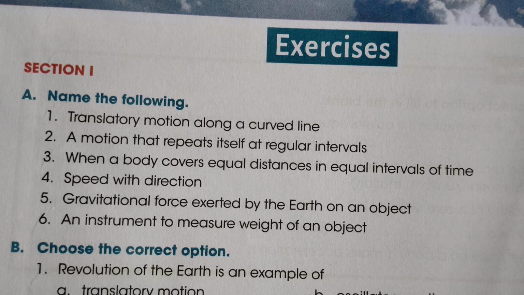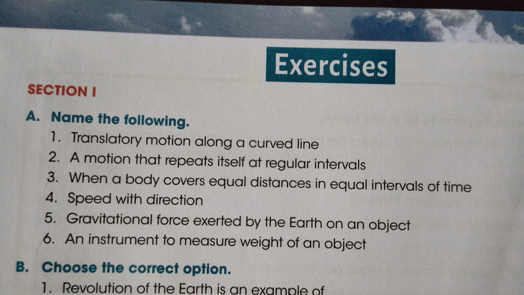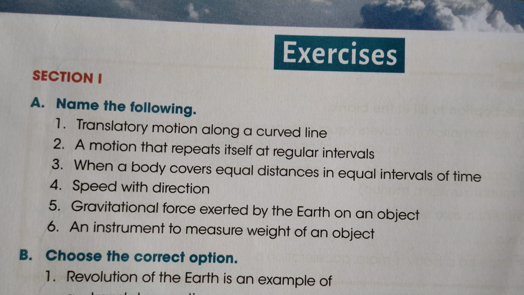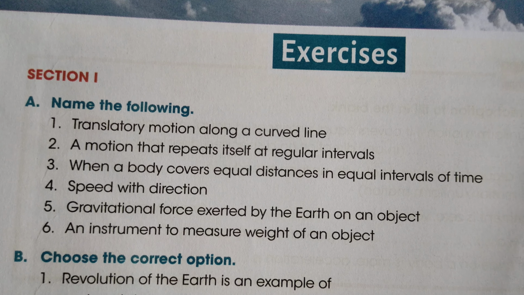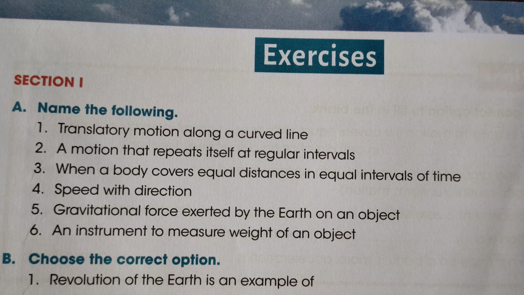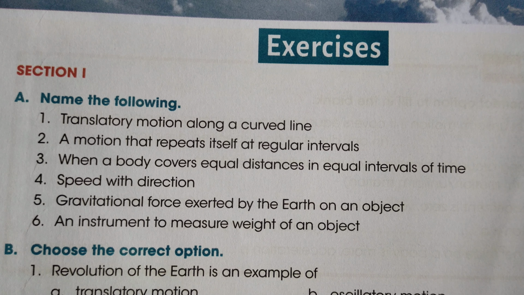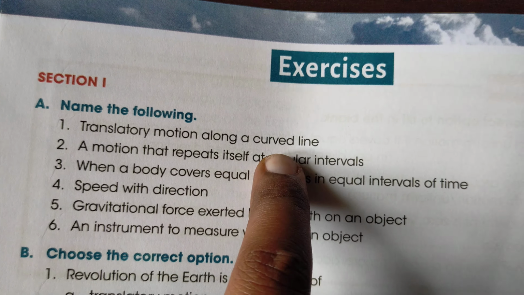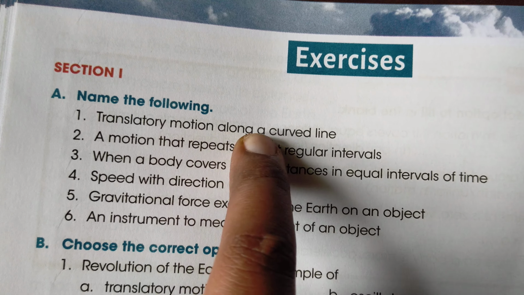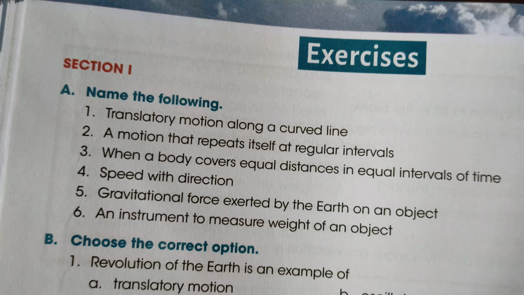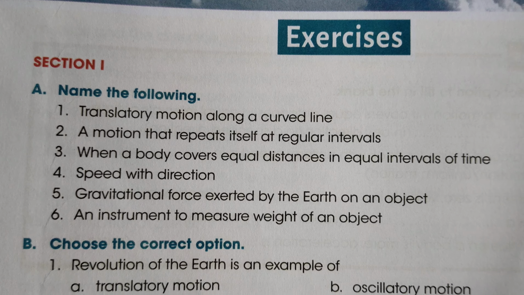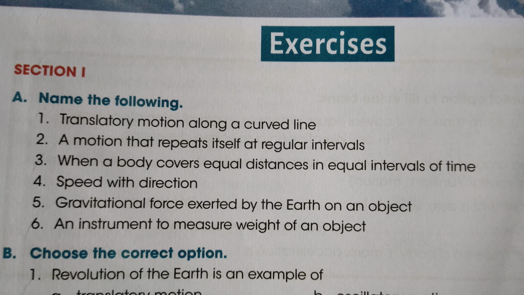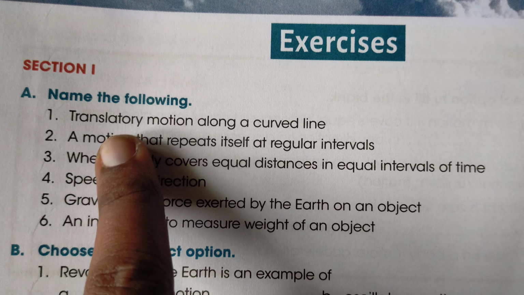First, name the following: translatory motion along a curved line. What is the name of that motion when it is moving in a curved line? A motion that repeats itself at a regular interval of time. The first answer you can note down: translatory motion along a curved line is called curvilinear motion. We have already discussed this in the video. Similarly, a motion that repeats itself at regular intervals of time is periodic motion. It is repeating again and again.